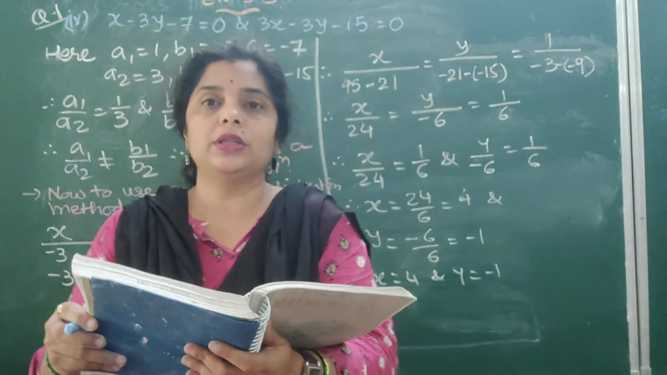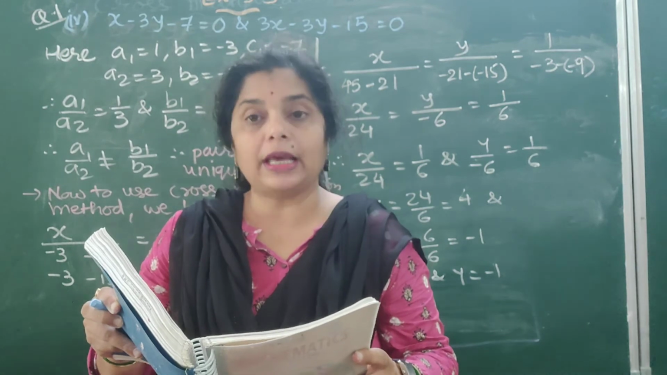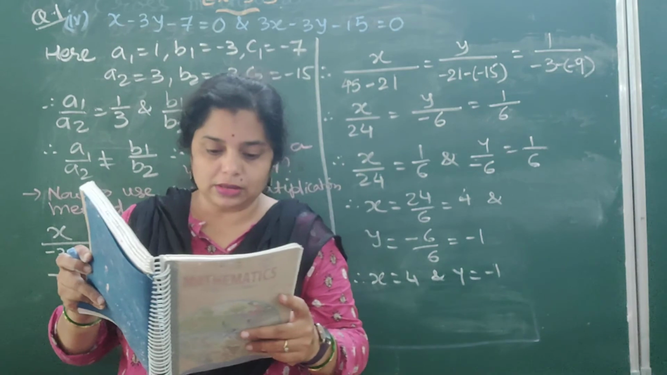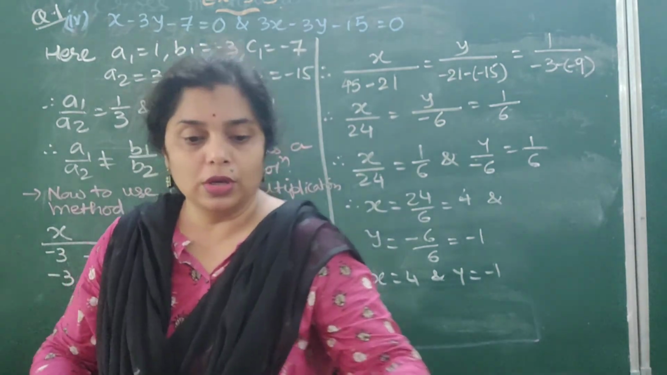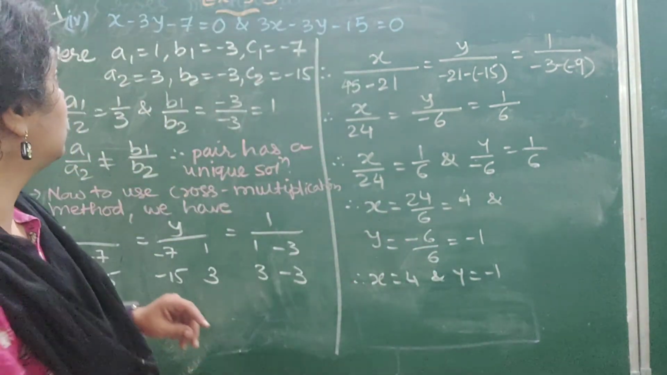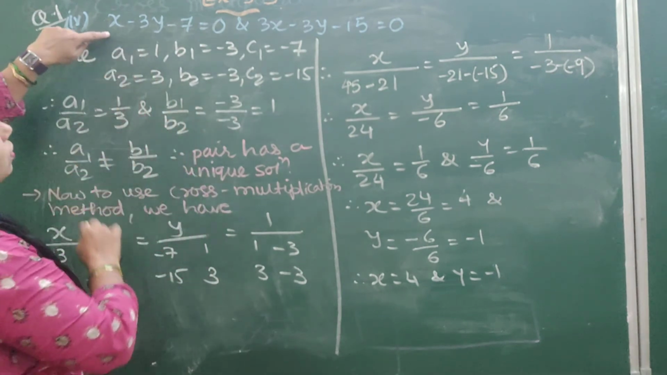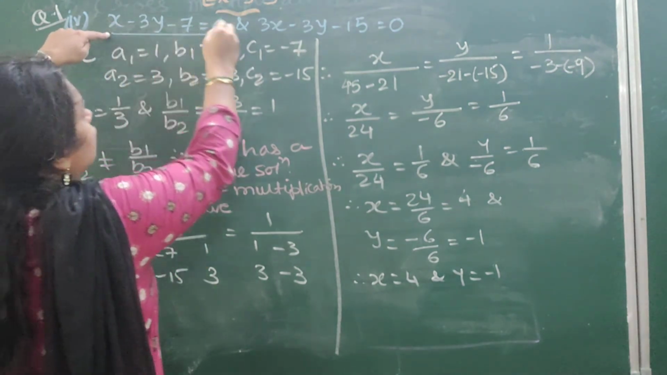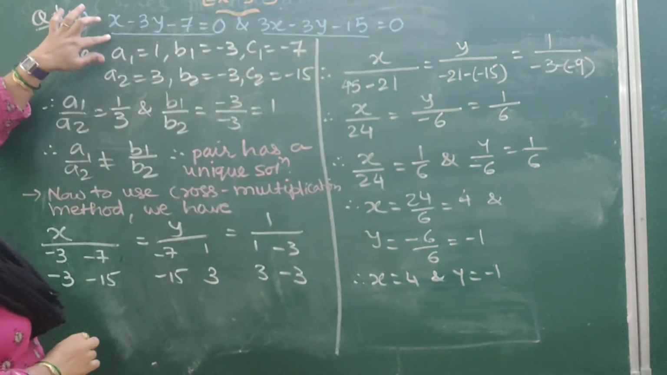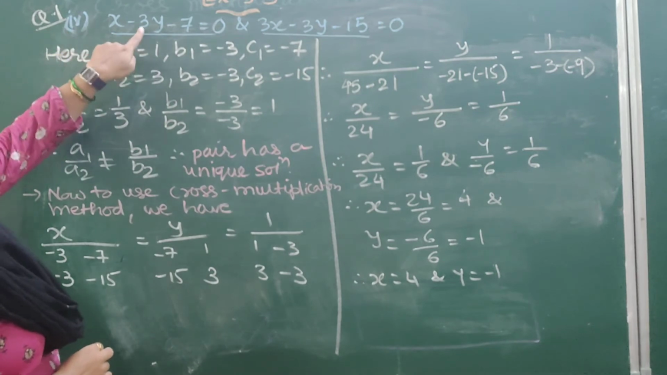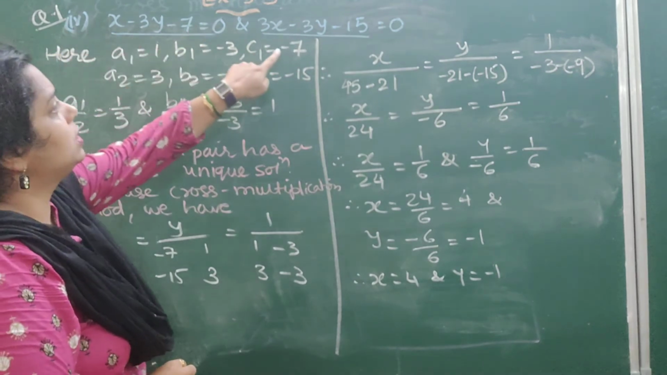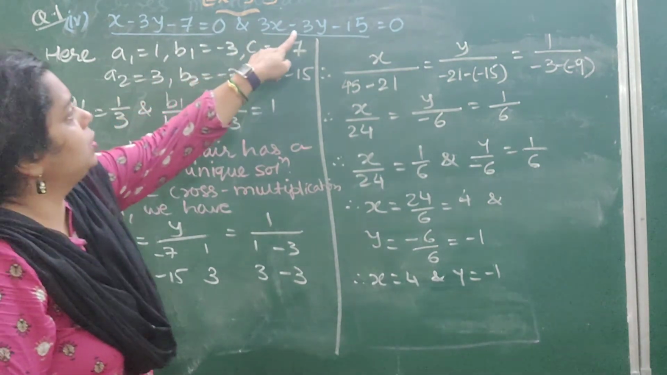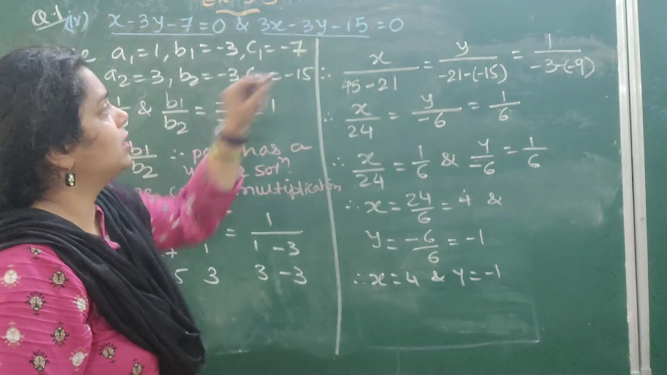Now let's continue with the last one. Here it is given that x minus 3y minus 7 is equal to 0 and 3x minus 3y minus 15 is equal to 0. So these two equations are given here. First of all, we have to compare with the standard form of a pair of linear equations. So we get A1 is equal to 1, B1 is equal to -3, C1 is equal to -7. This is the second one. So A2 is 3, B2 is -3 and C2 is -15.